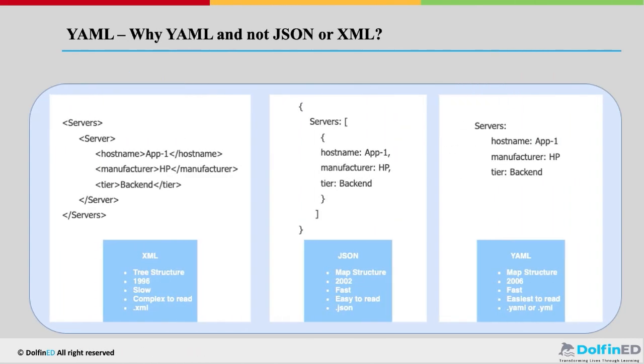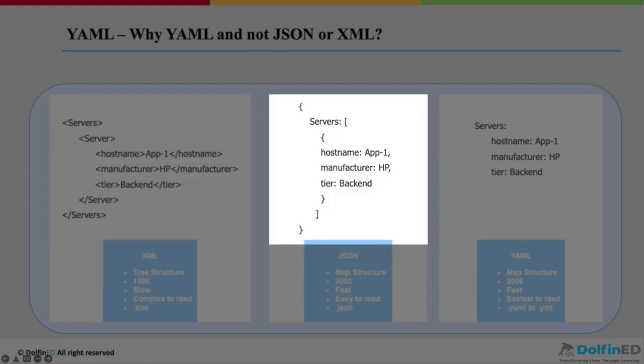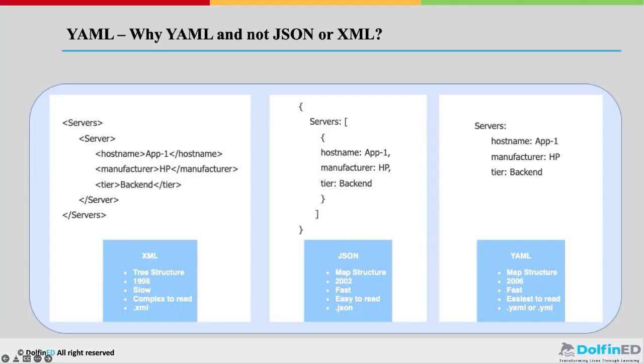Now, which one to learn? Let's find out by looking at an example to represent the same exact set of data about a server with the name app1. The server is manufactured by HP, Hewlett-Packard. And then we have the tier where it is deployed, which is in the backend. So this is going to be the XML representation. This is going to be the JSON representation, and here is the YAML representation. Please have a look for a second at each one of them and try to come up with which you think is the easiest one to use.